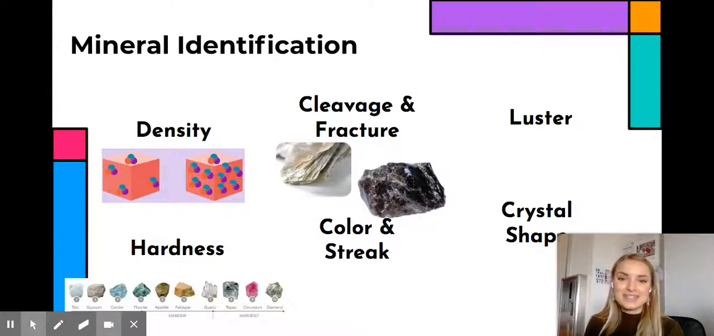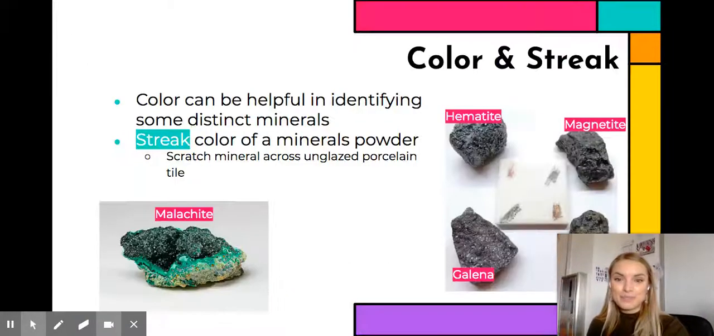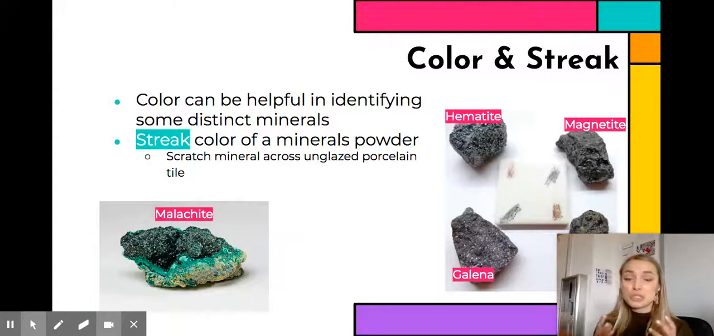All right, so we're going to keep looking at that middle column, and we're going to talk about color and streak. So sometimes just looking at the color of a mineral can be a really good way to identify it. Some minerals have very distinct colors. Just like if you look over on the left side, malachite is a mineral that has a very distinct green color because it has copper in it.